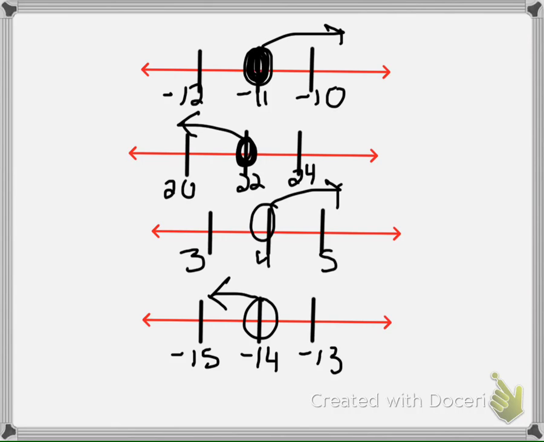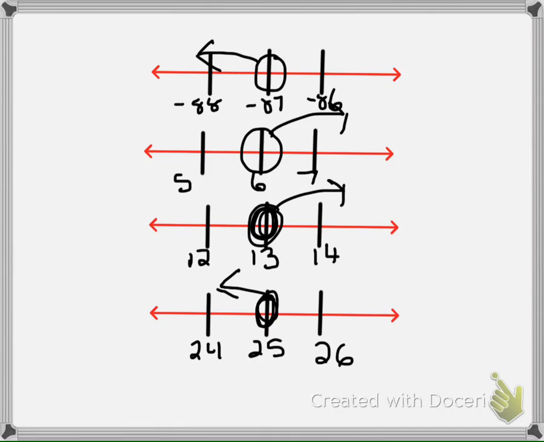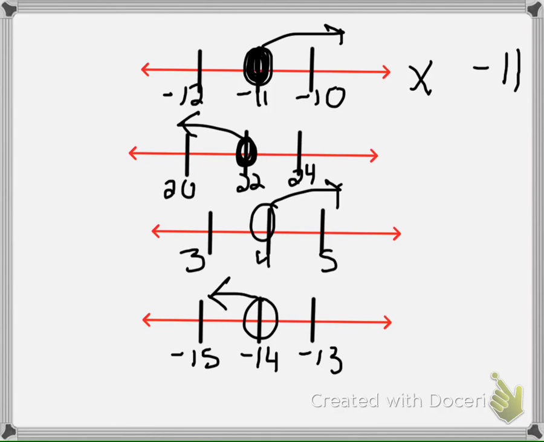Okay, here we go. How do we read this? Well, we've got the negative 11, and we have the numbers that are greater than that, and it's filled in, so greater than or equal to negative 11. Next, we have the x and we have the 22. We've got numbers that are less than that filled in, as well as the 22, so less than or equal to 22.